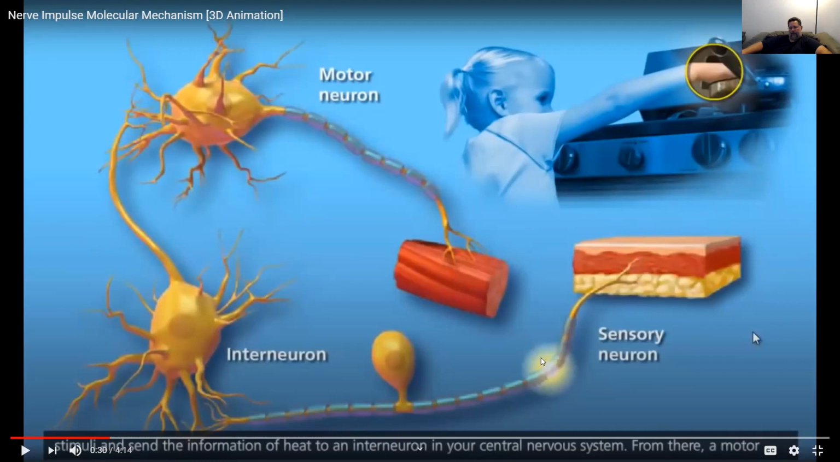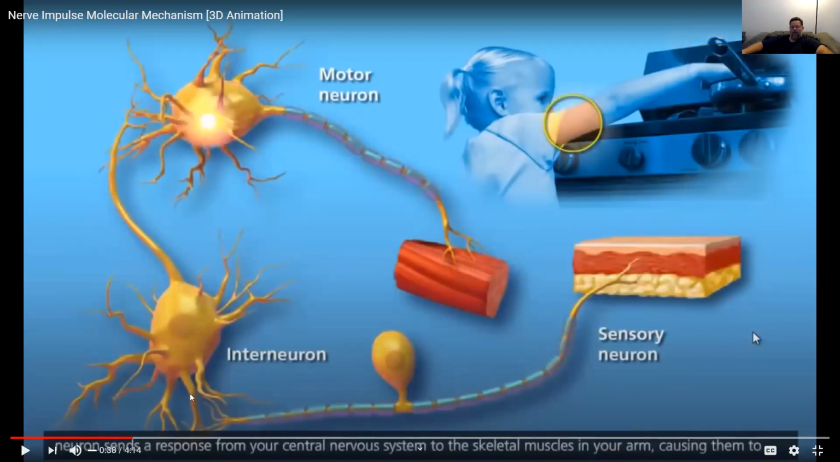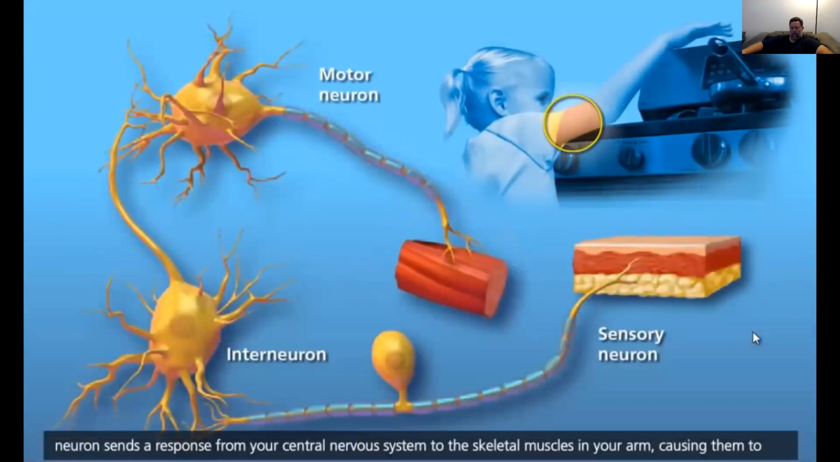The signal travels down the sensory neuron to the interneuron, and that yellow is representing the action potential as it travels down the neuron. Nerves can be turned on by stimuli, like heat or stretching. Either way, it becomes more positively charged, opening up sodium channels, and sends the information of heat to an interneuron in your central nervous system. From there, a motor neuron sends a response from your central nervous system to the skeletal muscles in your arm, causing them to contract and pull your hand away.